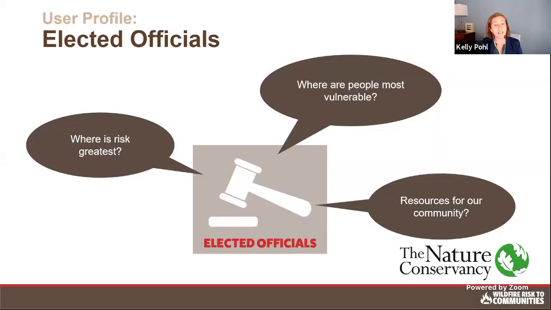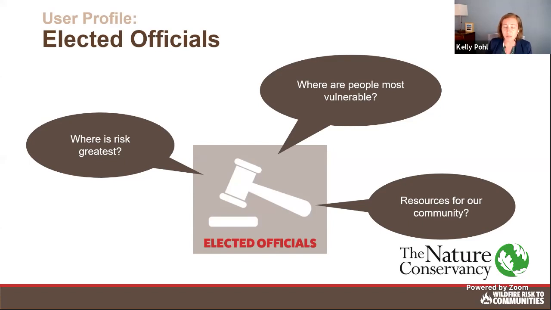Another potential audience is elected officials, such as county commissioners. These really important stakeholders have important decisions to make about how to prioritize resources across their jurisdiction. And they need to understand, in order to do that, where the risk is greatest, not only from a landscape and wildfire perspective, but also from a community perspective. Where are people most vulnerable? And they're going to need to make sure that they're getting the right tools and resources to their staffs and departments to help those departments make sure that they've got the resources to help the community and the public.